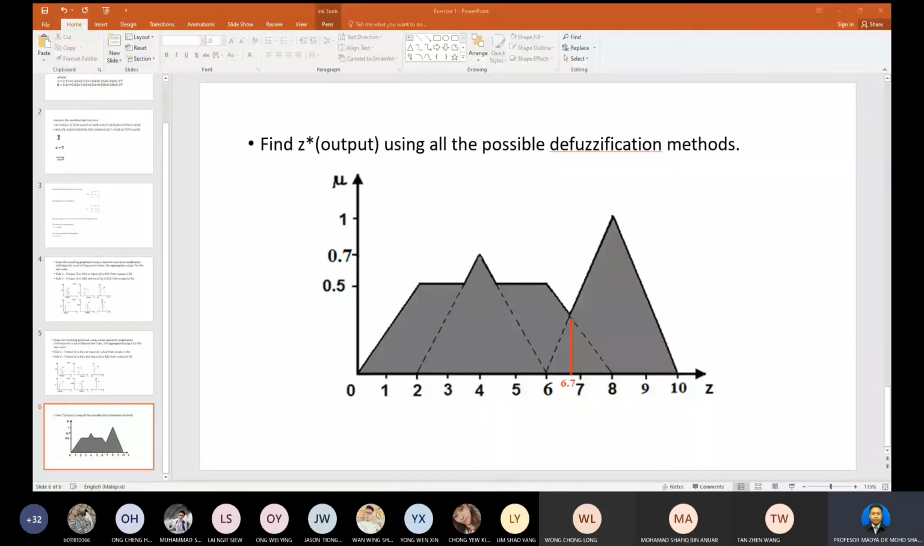Okay, anyone get the answer for this one? Ada dapat jawapan tak?